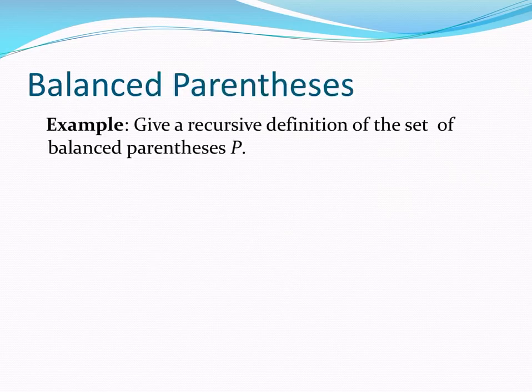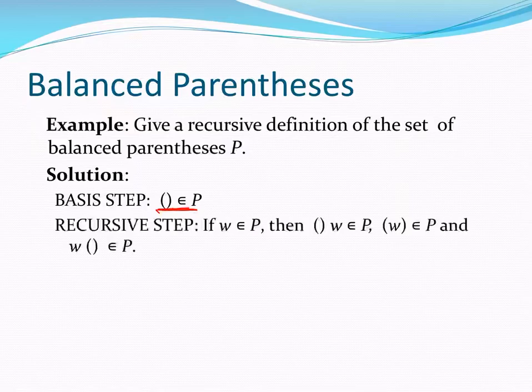Balanced parentheses: we can give a recursive definition of the set of balanced parentheses. What that means is parentheses that are open and closed in a balanced way. The basis step is an open and closed parenthesis; that is in our set. And then if W is in our set, then I can create balanced parentheses by putting a pair of parentheses to the left of W, around the W, and to the right of W, where again, W is an element of my balanced parentheses.